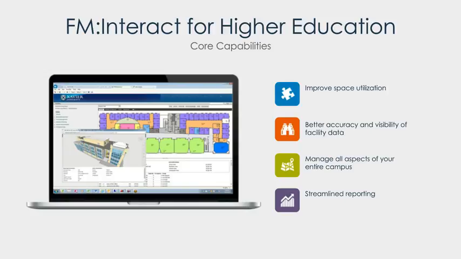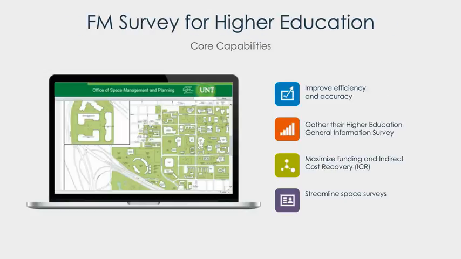So what we're talking about today is our higher education survey module, and we'll go into much more detail on this in the demo. But core capabilities of this module, of course, are improving the efficiency and accuracy of your annual space surveys, being able to easily gather data for your HEGIS surveys, maximizing indirect cost recovery, having an easy way to do that, and ultimately just streamlining your space surveys. That is what we're after here and what we've been able to accomplish with a lot of our university clients.